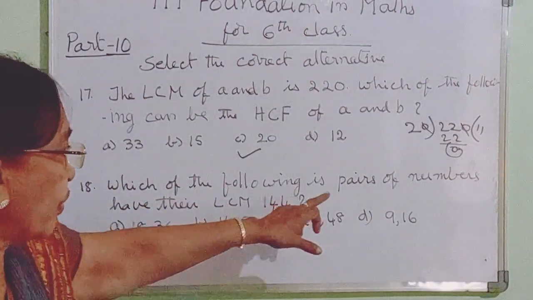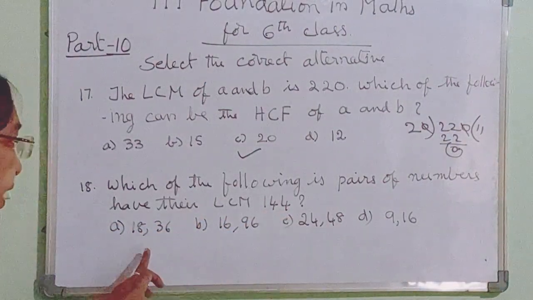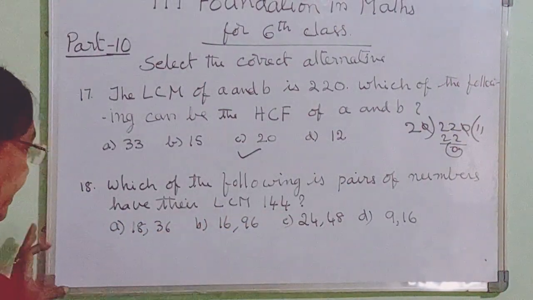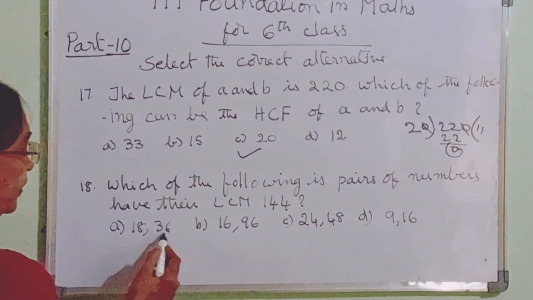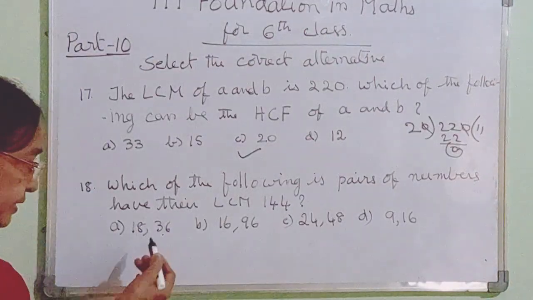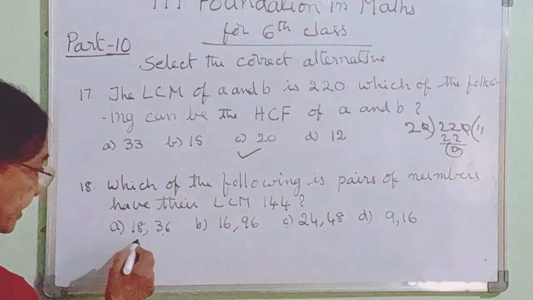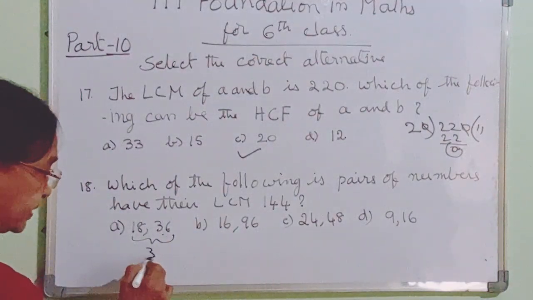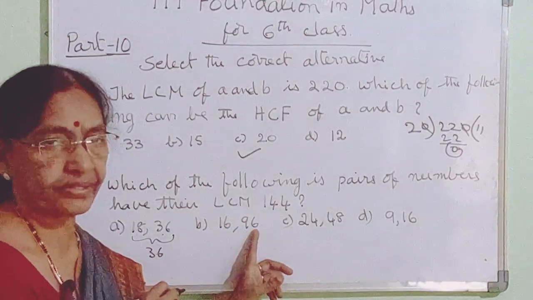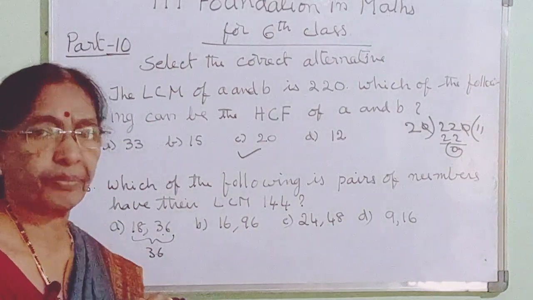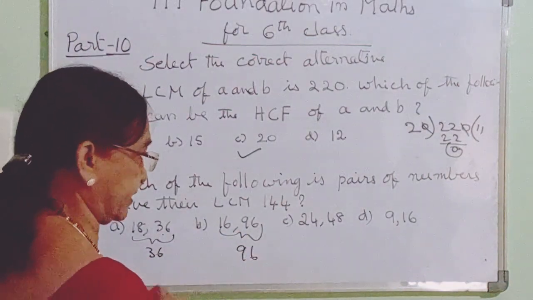Next, which of the following pairs of numbers have their LCM 144? LCM, least common multiple. Here, 36: 18 is a multiple of 36... 18 times 2 is 36. 36 is also a multiple of 36, 36 times 1. Therefore, the least common multiple of these two numbers is 36. Here, 16 times 6 is 96, and 96 is also a multiple of 96. Therefore, the least common multiple of these two is 96.